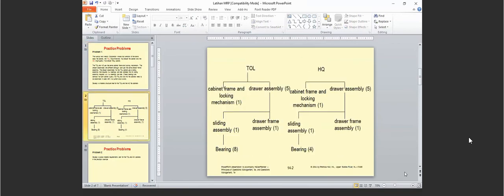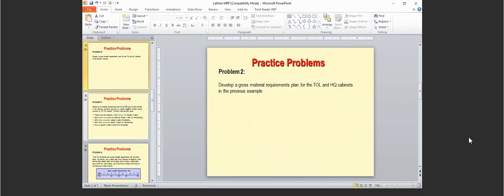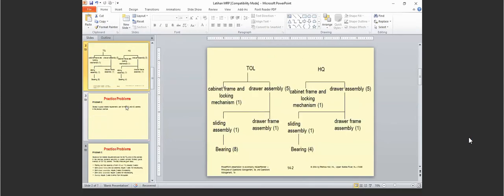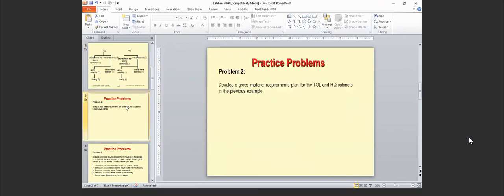We are almost at the end of our class for this morning, 9:43. So here we have a product structure tree for the tool product and HQ product. The next question is about developing the material requirement plan for the tool and HQ cabinet from the previous example that we have in product structure 3. So question 2 is related to the answer in question 1.